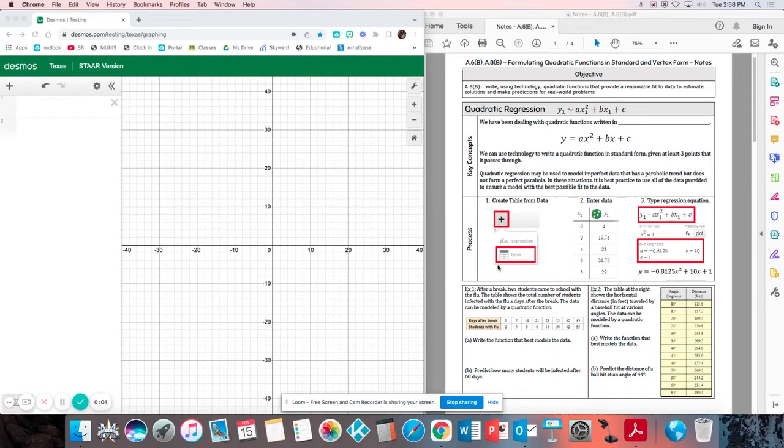All right, today we're just gonna work on the first page of these notes. The remaining we are going to do next time. The objective or the goal today is we are going to be using the technology, that means the Desmos calculator, in order to write quadratic functions that provide a reasonable fit to data, to estimate solutions and make predictions. So I have to make predictions or estimate solutions, and I have problems over here. And in order to make the prediction, I will definitely be using the Desmos calculator.